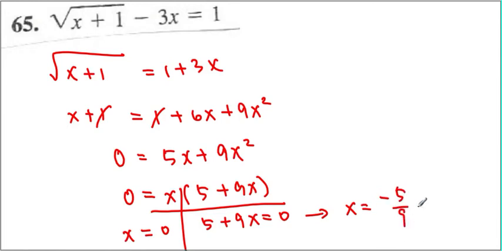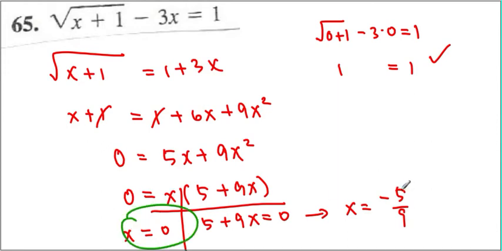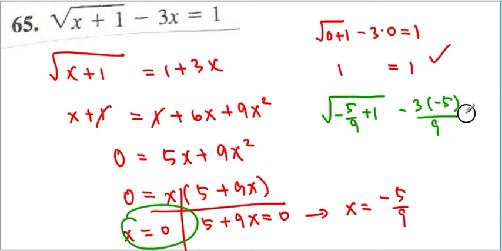Now, we do have two answers, but are they both correct? One thing we have to do is plug them in. If you plug in 0, then we get the square root of 0 plus 1 equals 1 minus 3 times 0. Here we get 1 equals 1. So, 0 is okay. How about negative 5 over 9? Then here we get the square root of negative 5 over 9 plus 1 equals 1 minus 3 times negative 5 over 9.